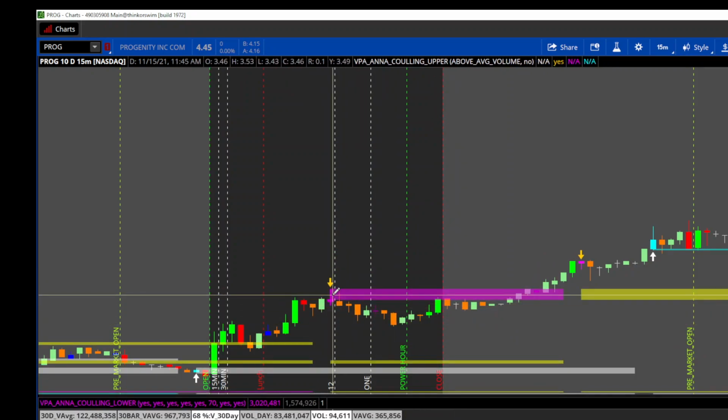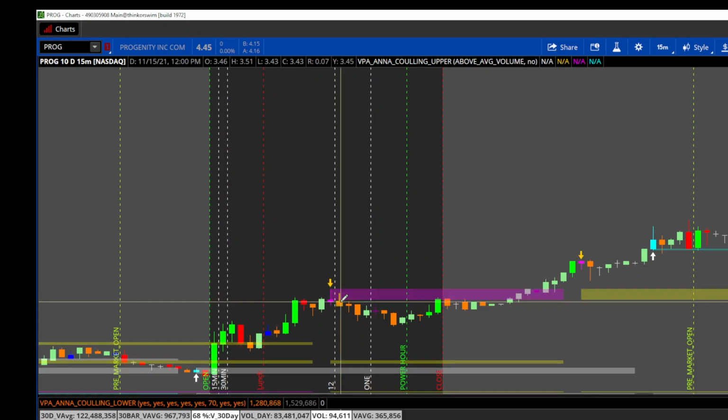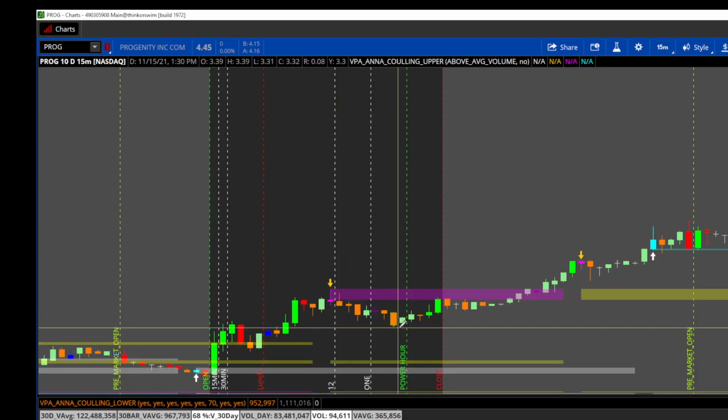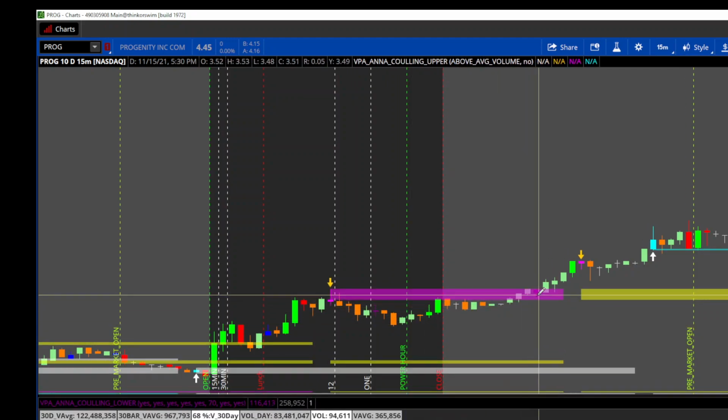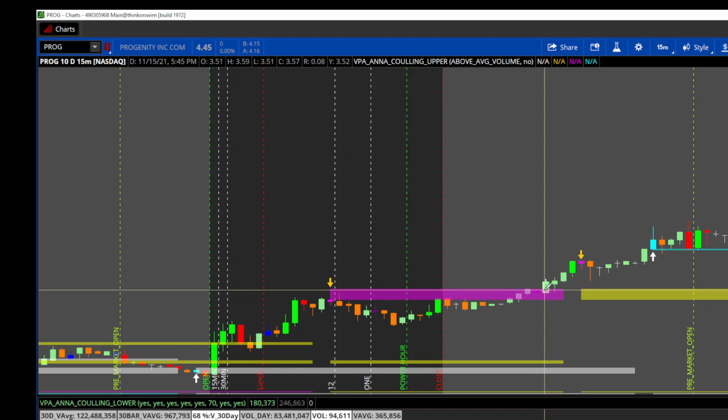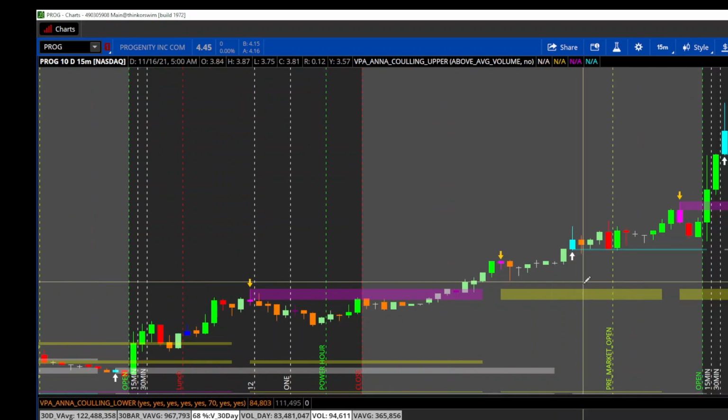Or you can look at it as a shooting star candle as well, with a lot of volume on it as confirmation. The price dropped a little bit, came back up, retested that, and couldn't break above. It finally got back in that area, and once it did break above, it became support, and it moved on.